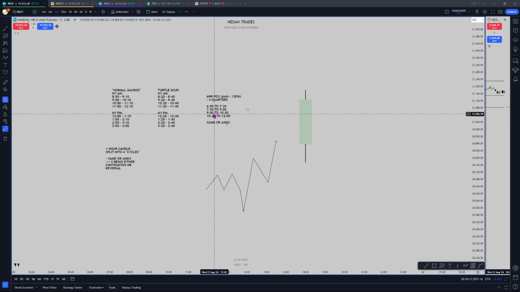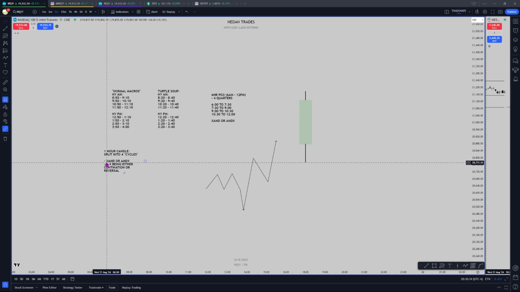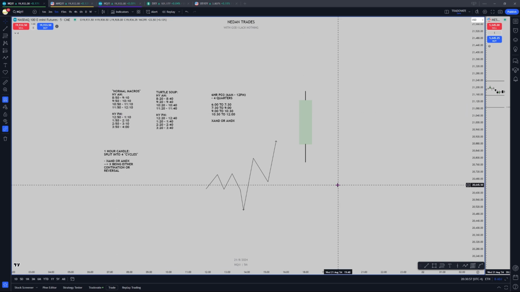So with the turtle soup macros, the reason why these work is because it's within the first or the second and third quarter of the 1 hour candle. So like I said, it will either be XAMD or AMDX, and you can see how manipulation falls within either the second or the third quarter of that candle. So you look for a manipulation, which will be high probable turtle soup, within these times to then set up the normal macros per se.